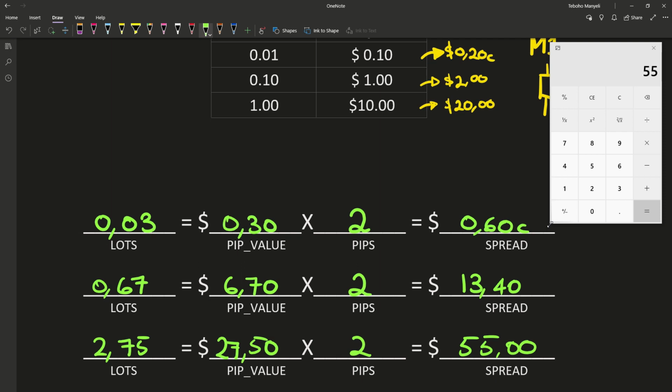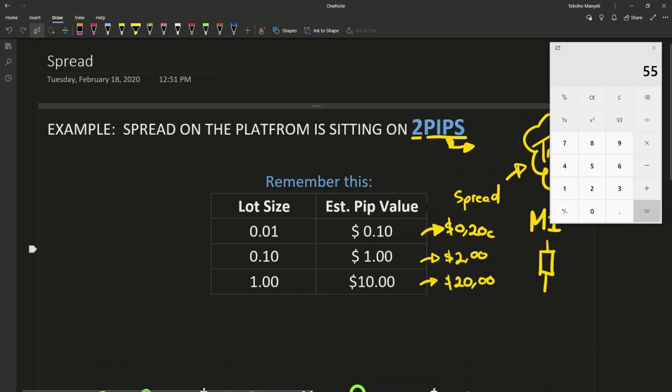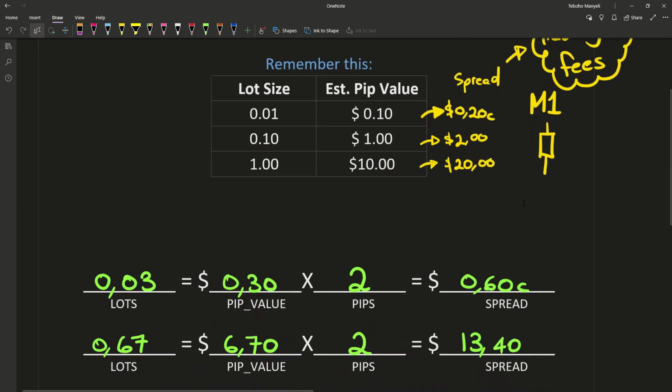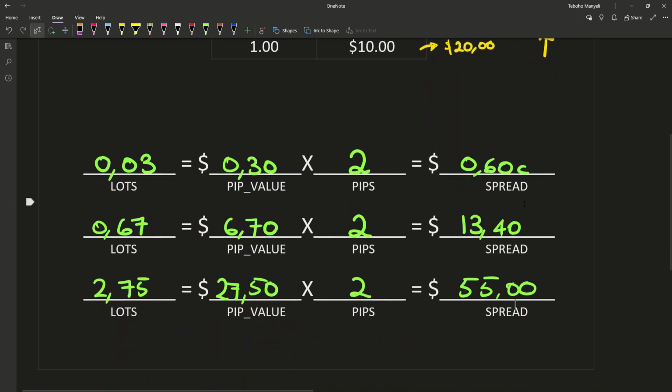So spread is pretty simple once you understand pipology, and once you understand the power of leverage, because it's all interlinked. Once you understand pips, there's nothing that pips can tell you. So that's it literally for spread. Nothing major. You know where to find it on the platform now, and you know how to calculate how much you're going to spend on spread even before you execute the trade.